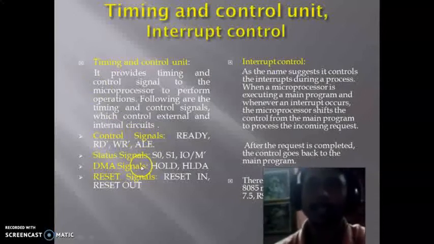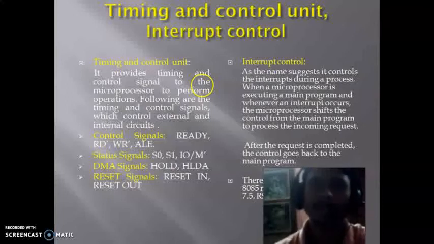Next are the DMA signals. These signals are HOLD and HLDA. Whenever we want to give access of the internal address and data bus to a peripheral device, then a hold signal is accepted by the microprocessor, and it will send an acknowledgement signal to the peripheral device, telling that the internal data bus and address bus can be used by the peripheral device.